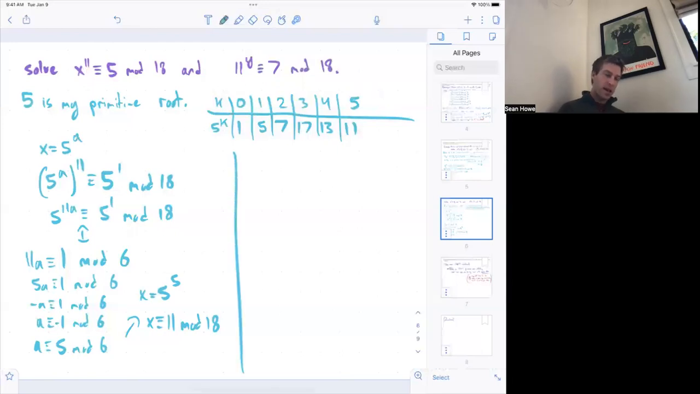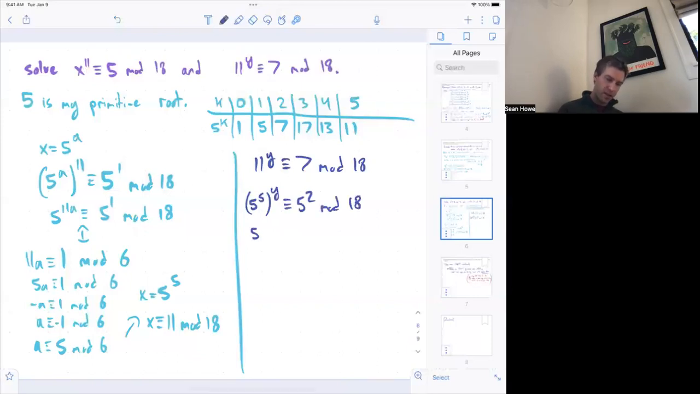Okay, so then let's do this other one. We're looking at 11 to the y is congruent to 7 mod 18. And we do a similar thing here. We're solving for this exponent y. So we write 11 is 5 to the 5, just using my table. And 7 is 5 squared, so this is 5 to the 2 mod 18.